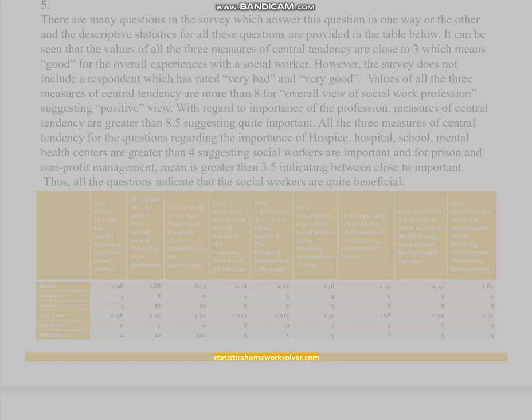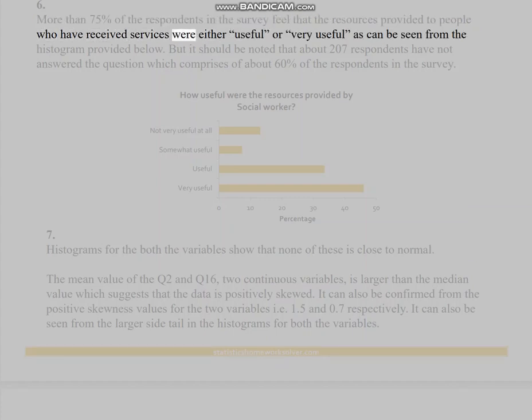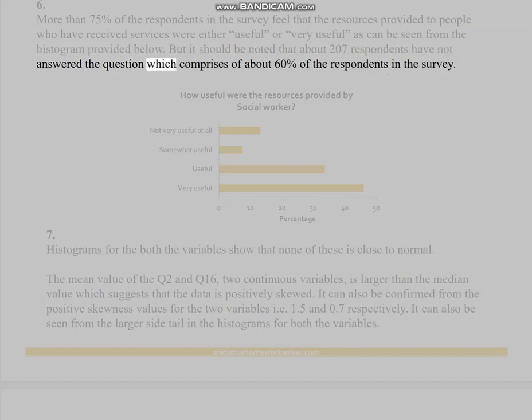6. More than 75% of the respondents in the survey feel that the resources provided to people who have received services were either useful or very useful, as can be seen from the histogram provided below. But it should be noted that about 207 respondents have not answered the question, which comprises about 60% of the respondents in the survey.